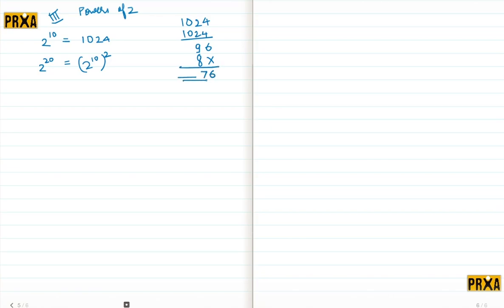I've just ignored everything to the left. So the last 2 digits of this computation are 24, and the last 2 digits of this computation are 76. Let's move on to 2 to the power 30. This is nothing but 2 to the power 20 multiplied by 2 to the power 10. So I'll just multiply something 76, which is the last 2 digits of 2 to the power 20, by the last 2 digits of 2 to the power 10, which is something 24.